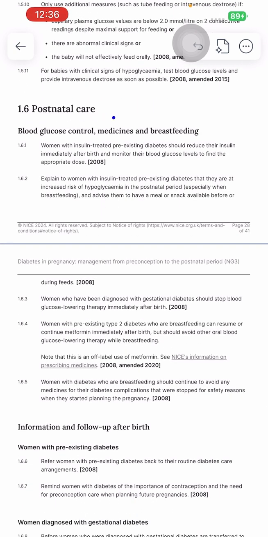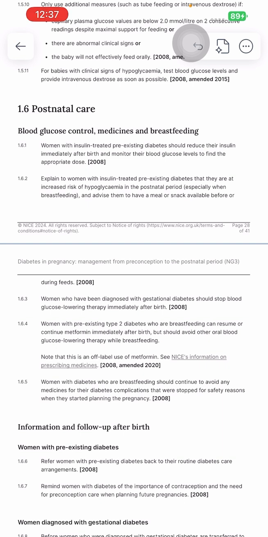So, postnatal blood glucose control, medicine and breastfeeding. Women with insulin treated pre-existing diabetes should reduce their insulin immediately after birth and monitor their blood glucose to find the appropriate dose. So in pre-existing diabetes, we will reduce the dose to half, almost 50%. But in gestational diabetes, we will stop it and start 2 hourly blood glucose checks to see whether she needs further treatment, like in the form of insulin or glucose.